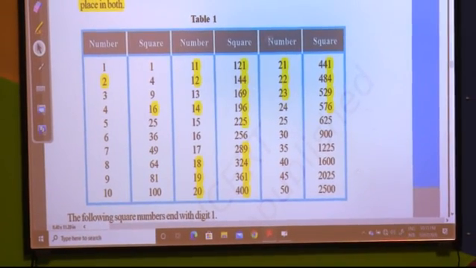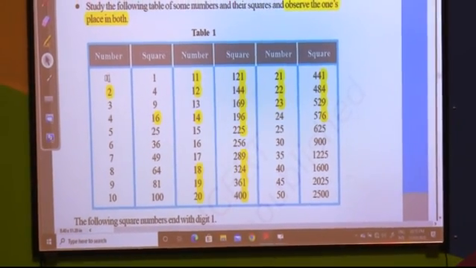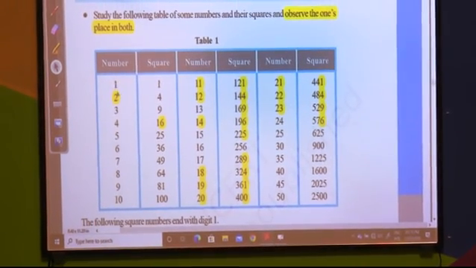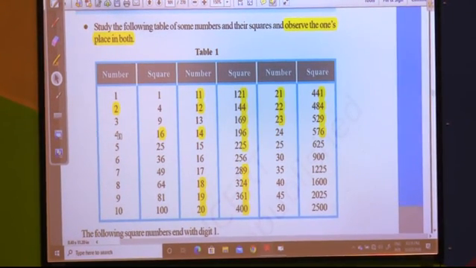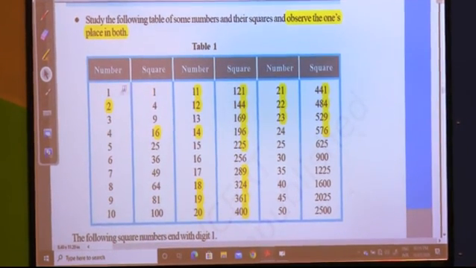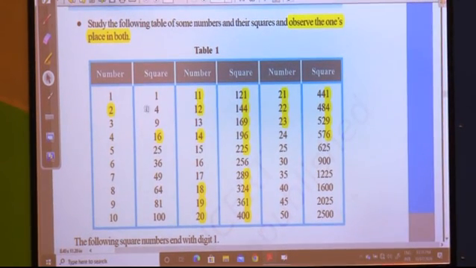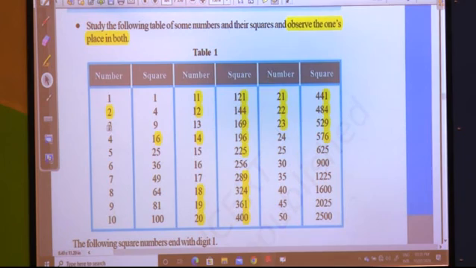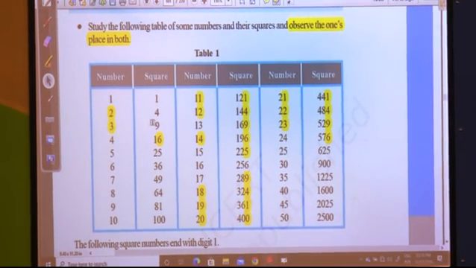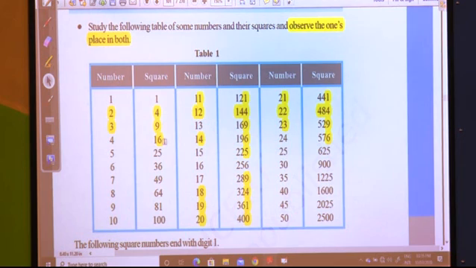Again referring to table 1: 1 odd number, 2 even number, 3 odd number, 4 even number. Let us see the squares. 1 square is 1, 2 square is 4, it is even. 3 square is 9, odd. Number is odd, square is also odd. 4 square is 16, number is even, square is also even. 5 square is 25, odd, odd.